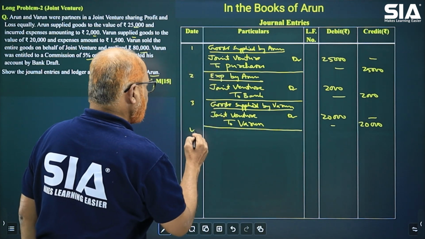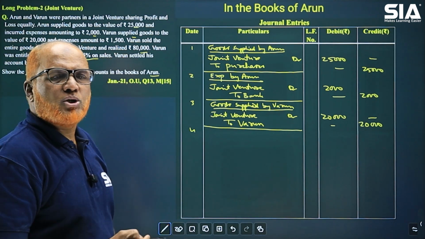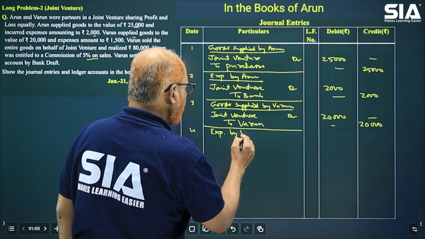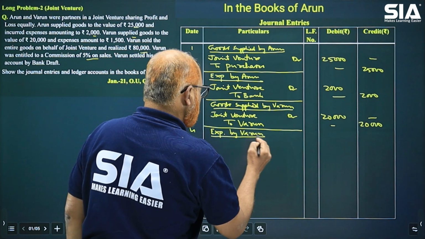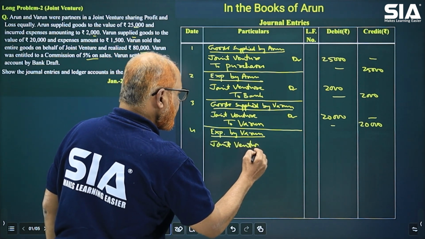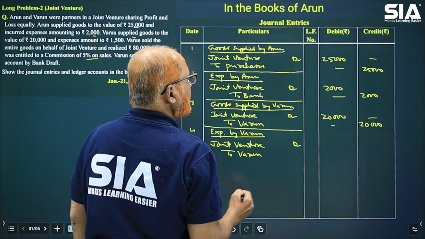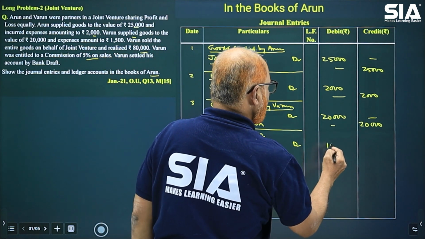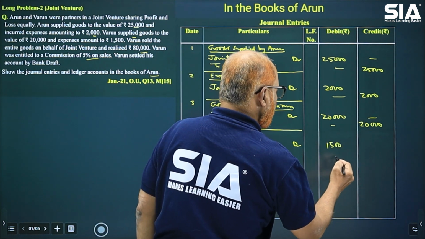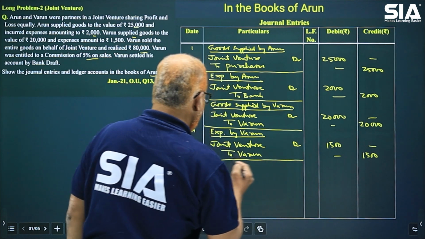Now the fourth entry: Varun incurred expenses of 1,500. The same entry: joint venture account debit to Varun account, expenses paid by Varun. How much? 1,500. These are the expenses paid by Varun.